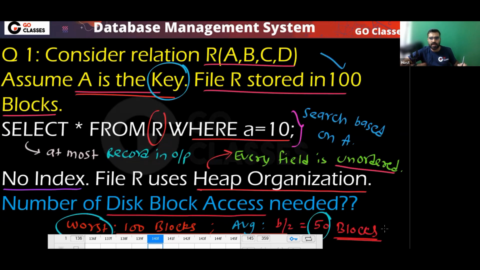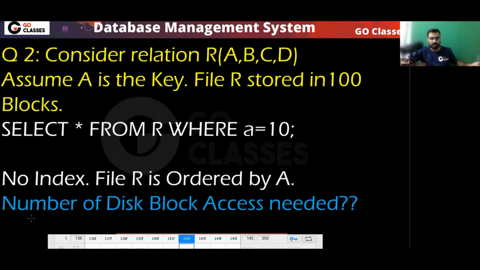Tell me, was your answer 50? On average, your answer should be 50. On worst case, your answer should be 100. Okay. Now let's see question number 2.